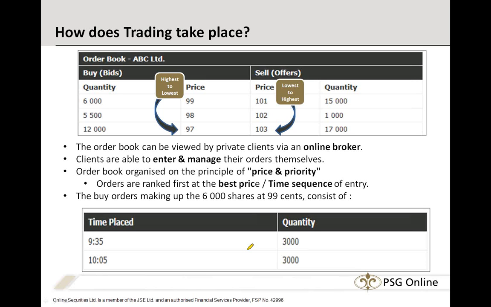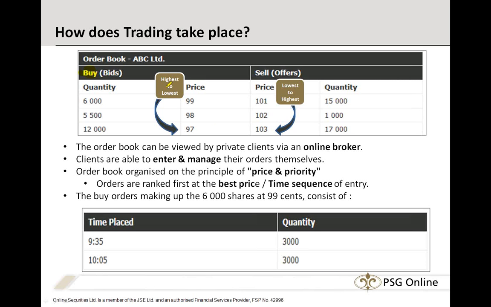There are two parts to the book. There's a left side and the right side. Obviously, on the left-hand side, you've got the buyers or the bids. Okay, on the right-hand side, we've got the sellers or the offers, and it's ranked by price. Okay, and on the buyers, we go from the highest price to the lowest price. And the sellers, we go from the lowest price to the highest price. And the idea is that the orders have to be matched. So you as an online client are able to see exactly the same thing as the trader will be seeing, okay, via your online trading account, and you can also enter and manage your own orders yourselves, okay.